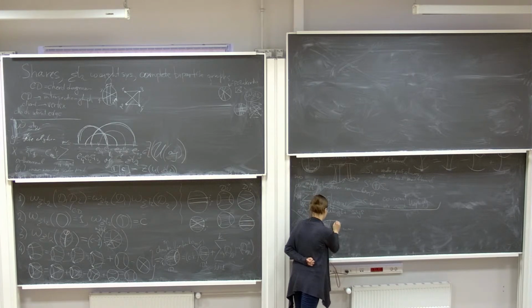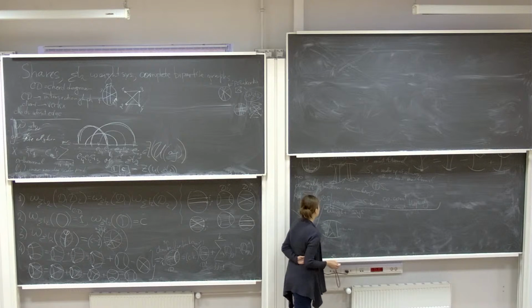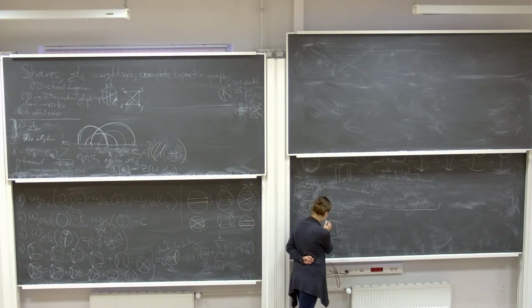Now we have two arcs, and we write generators here, elements of the basis here. I denote them by E.